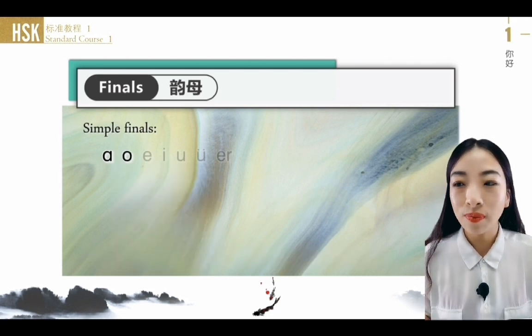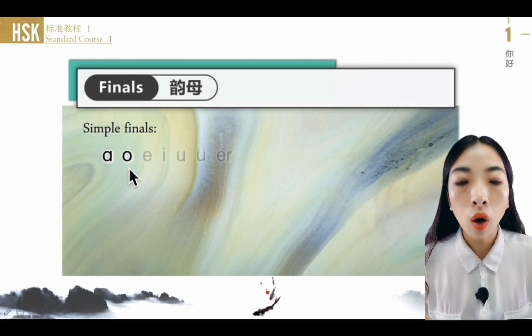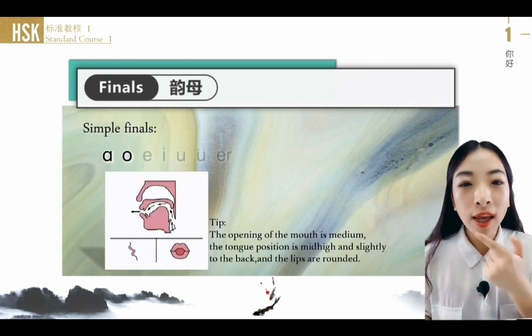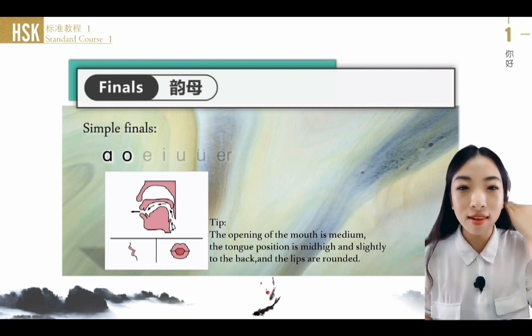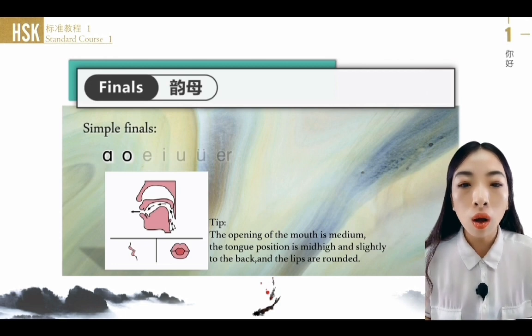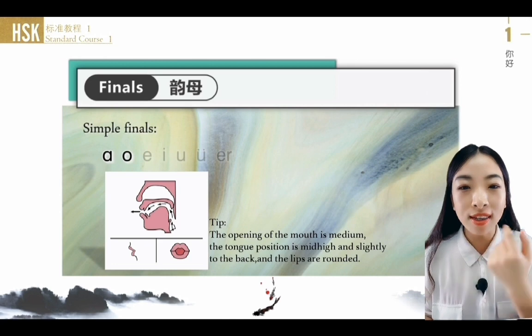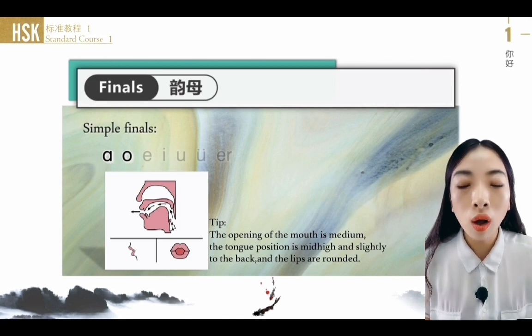Next, O. The opening of your mouth is medium. The tongue position is mid-high and slightly to the back. And the lips are rounded.